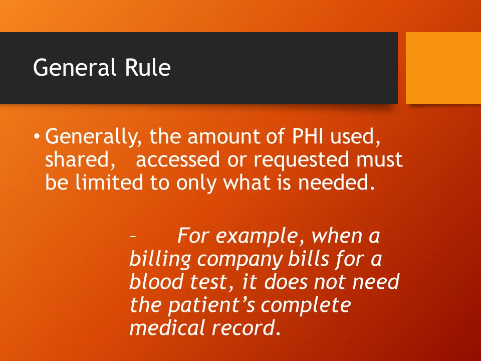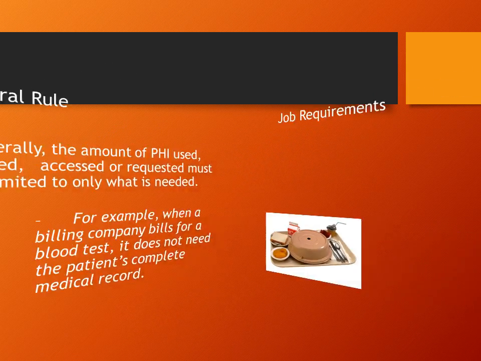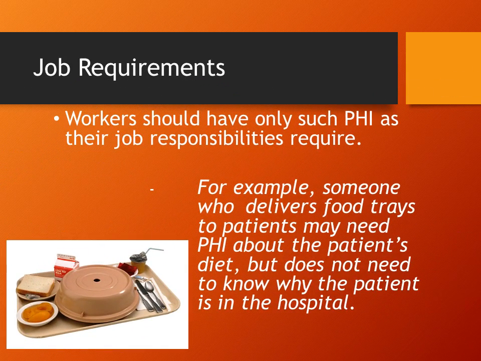Generally, the amount of PHI used, shared, accessed, or requested must be limited to only what is needed. For example, when a billing company bills for blood tests, it does not need the patient's complete medical record. Workers should have only such PHI as their job responsibilities require. For example, someone who delivers food trays to the patient may need PHI about the patient's diet, but does not need to know why the patient is in the hospital.